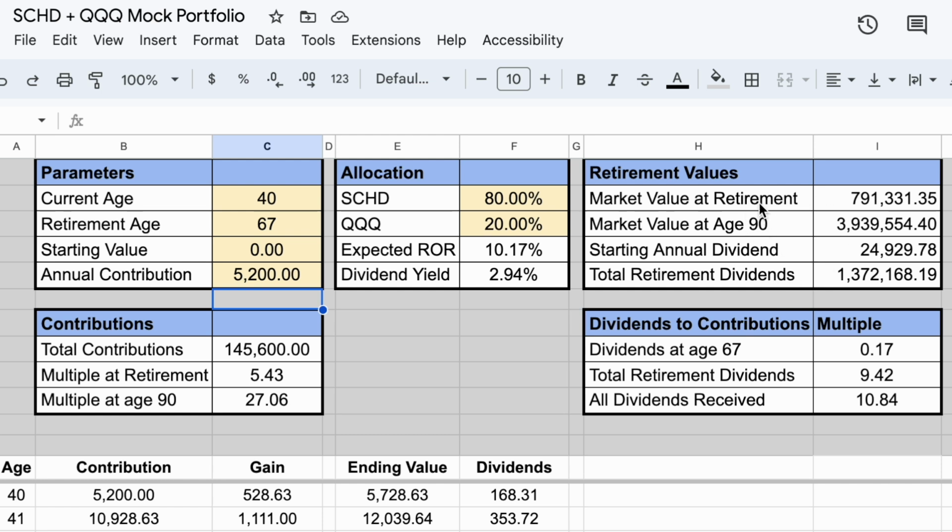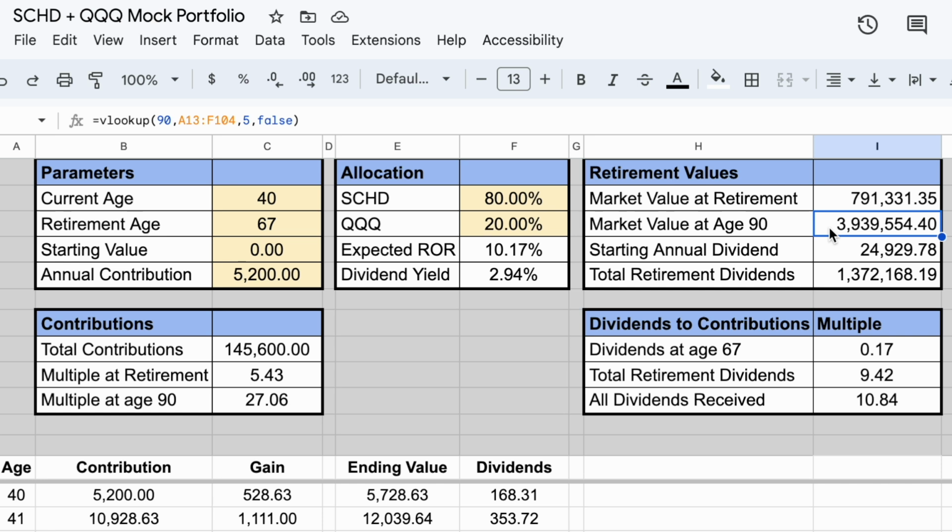The first value is the market value of this portfolio at retirement, which in this example is about $791,000. This is the ending balance of the portfolio at age 67, since that is the year I intend to retire. The next value is the market value of this portfolio at age 90, assuming I only use the dividend income this portfolio generates and do not touch the principal. In this example, the ending market value is just shy of $4 million. That's actually quite nice, given that I would literally do nothing except spend the dividend income this portfolio generates, and let the market gains accumulate for 23 years.